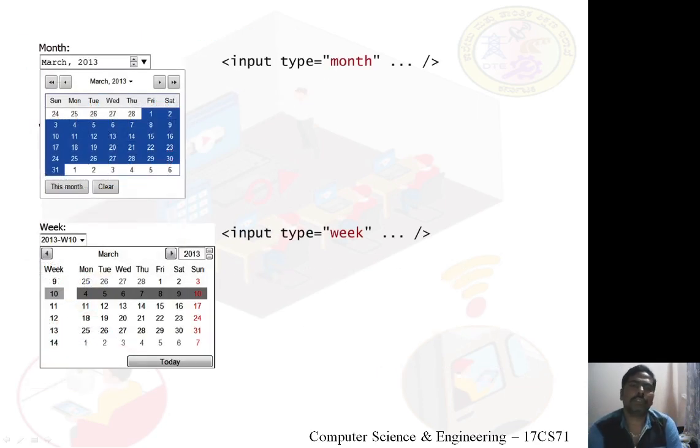Now suppose I want an input field that accepts not a date or a time, but a month of a particular year. Got it? I want an input field that takes as input a month of any year. Then I need to make use of the input tag, and the type I need to use is month. Got it? And you can see it's being displayed on the slide.